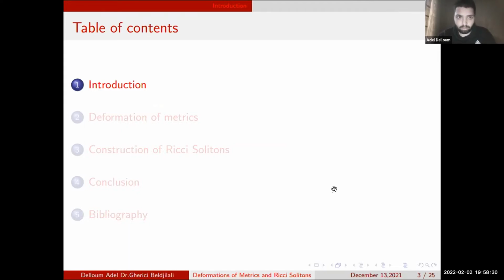So the plan for my presentation will be divided into 4 parts. We start off with an introduction, then we'll talk about a deformation of the metric, and we introduce our new methods, and then we will conclude our presentation.